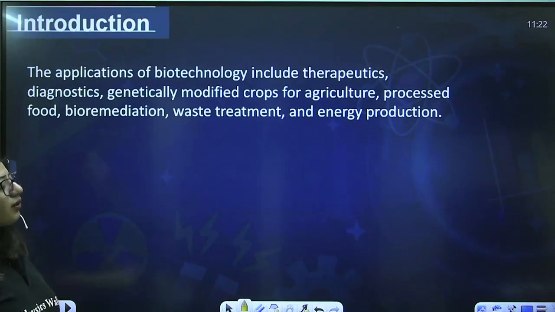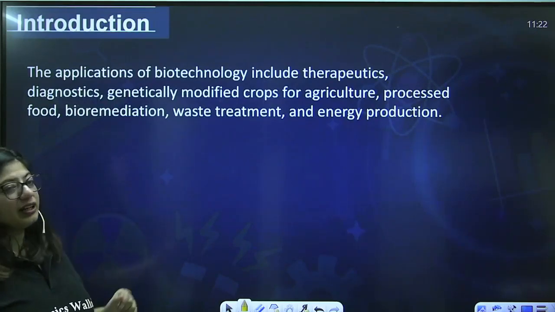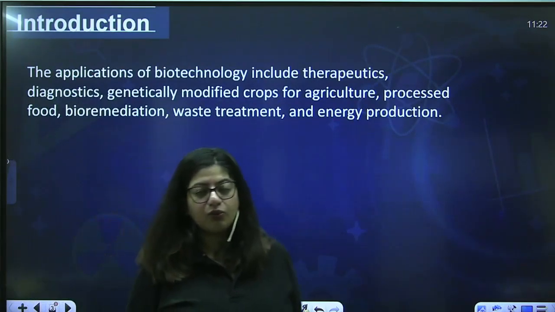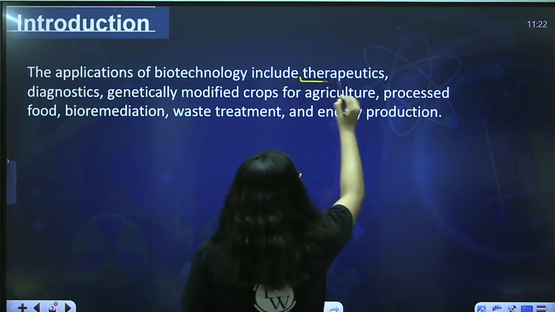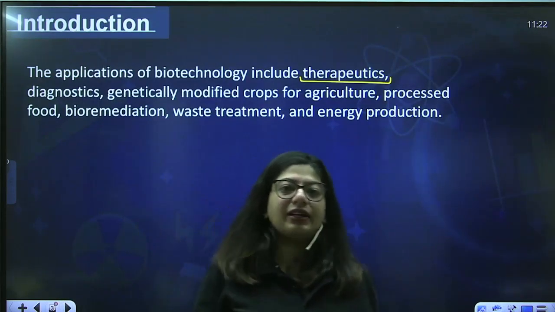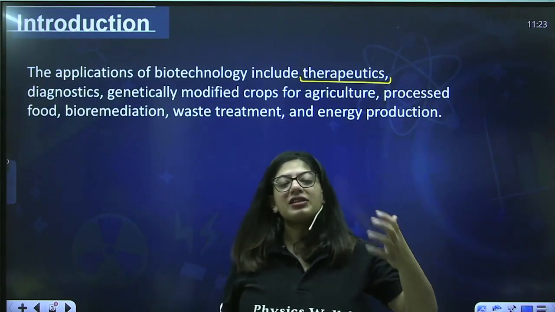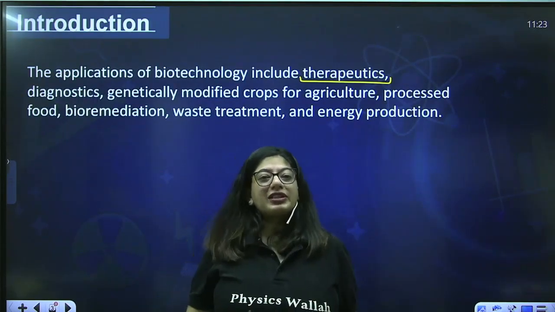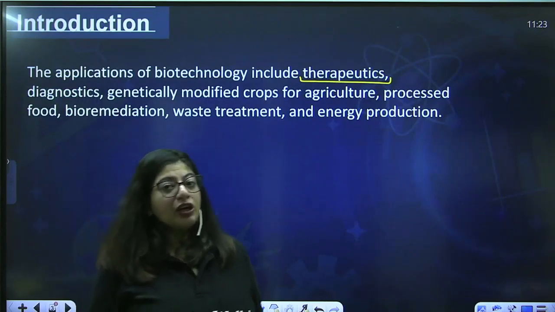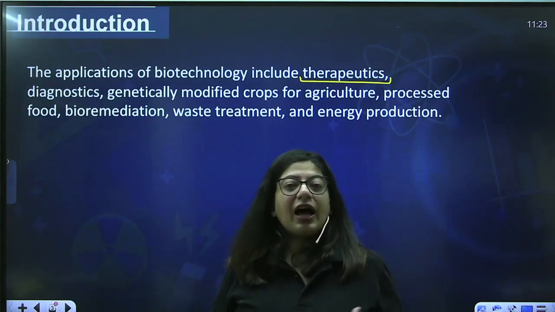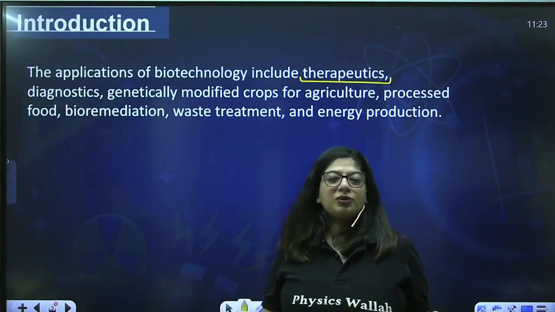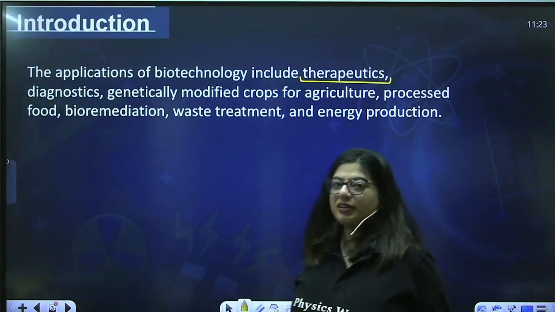So the application of biotechnology includes therapeutics, diagnostics, genetically modified crops for agriculture, processed food, bioremediation, waste treatment and energy production. What does it mean? First of all, the first application is therapeutics. What are therapeutics? Therapeutics are all those drug-like substances which are actually not exactly a drug. It's basically all those components that are part of your body, but you are producing them artificially. For example, if a person is suffering from diabetes and needs insulin, we will produce insulin in a bacteria. So that insulin is a therapeutic. When you give it, the person will recover, right? So that's a therapeutic, and you make it with the help of biotechnology. We'll be discussing that in this chapter.